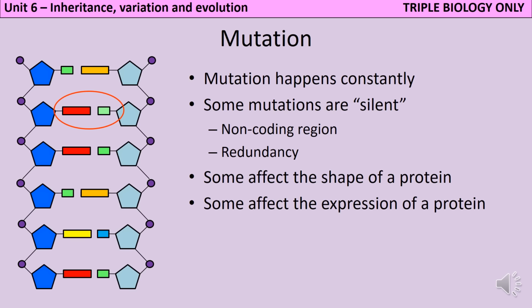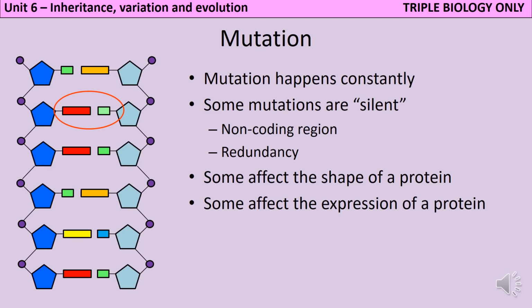What this means is because there are 64 possible combinations of 3 bases, but then there are only 20 amino acids that our bodies need to make, sometimes there's more than one code for a particular amino acid. For instance, AGG and AGA both code for the amino acid arginine. So if the 3rd letter is changed from a G to an A, it won't actually change the protein at all.